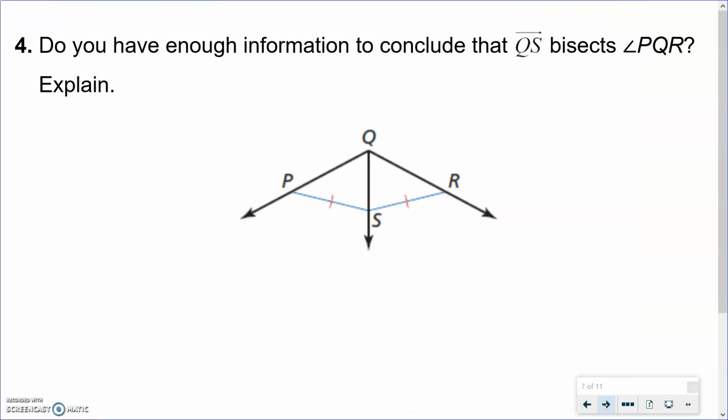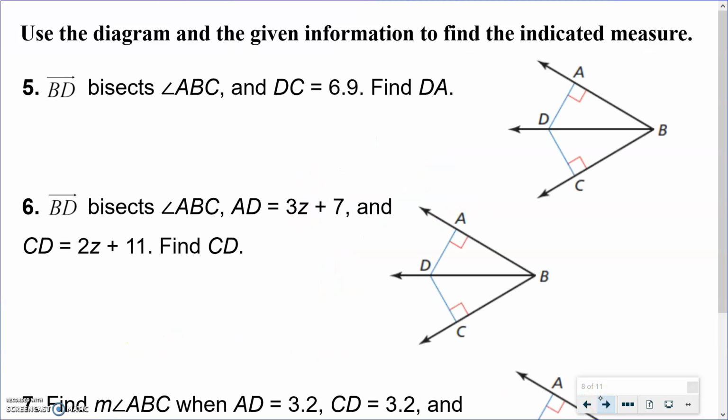So we can use that and say, do we have enough information here to figure out if QS is the angle bisector of PQR? The answer here is no, because we would need to know that these are right angles, which it does not look like they are. So these two are not marked, and so we would need to know that. So the answer is no, we do not have enough information. If those were right angles, we would.